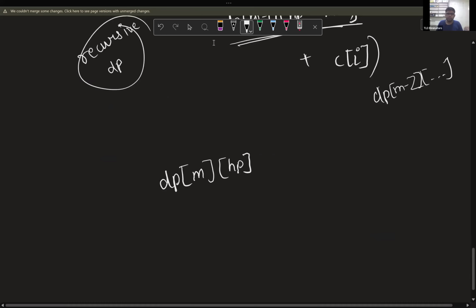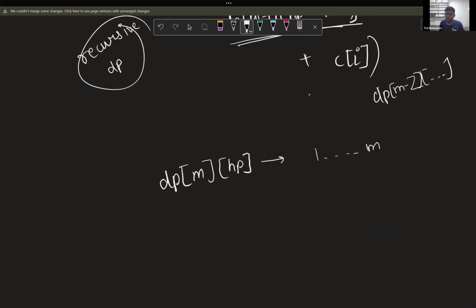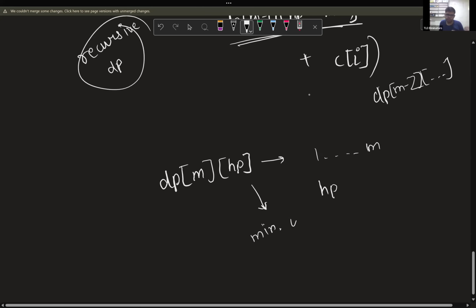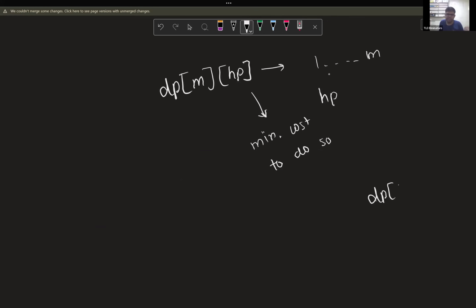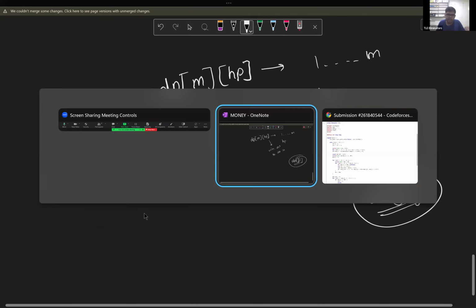Okay, great. So in this case, the DP state DP of M, HP means that among the months from 1 to M, we have gained the happiness HP, and the value of this DP state will be the minimum cost to do so. In case of the code, when you see DP of J, it means the minimum cost to get the happiness J, and the month is not mentioned in the DP state. That will be dependent upon the outside, like the iteration at which we are.